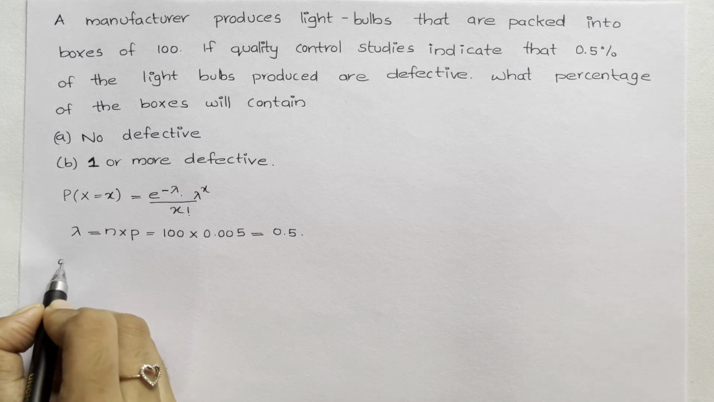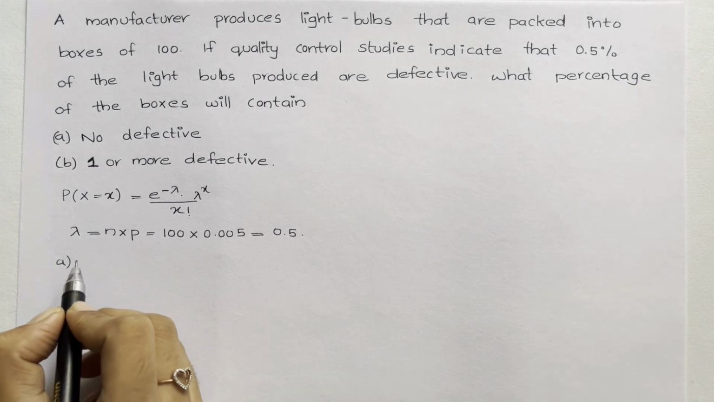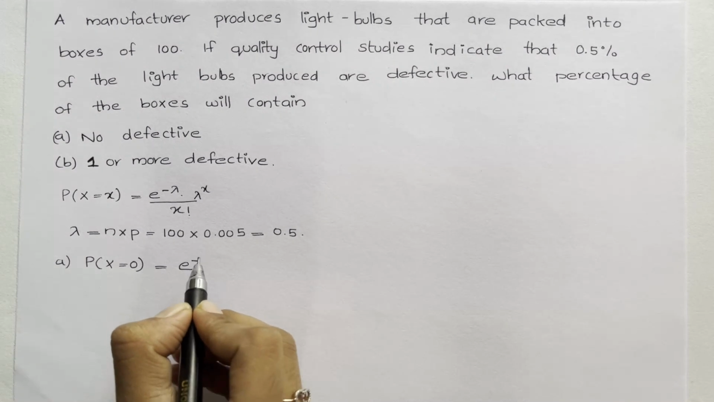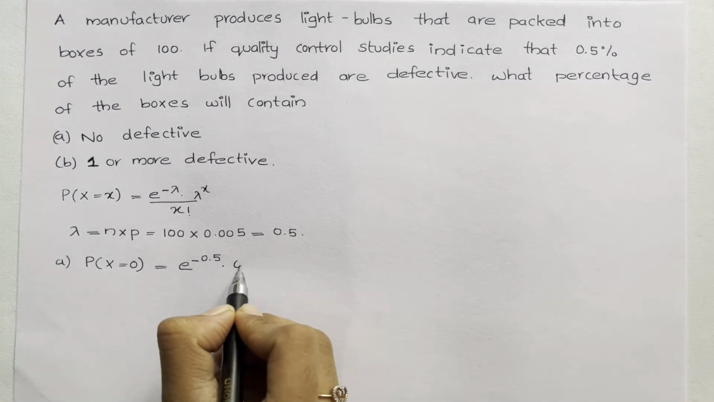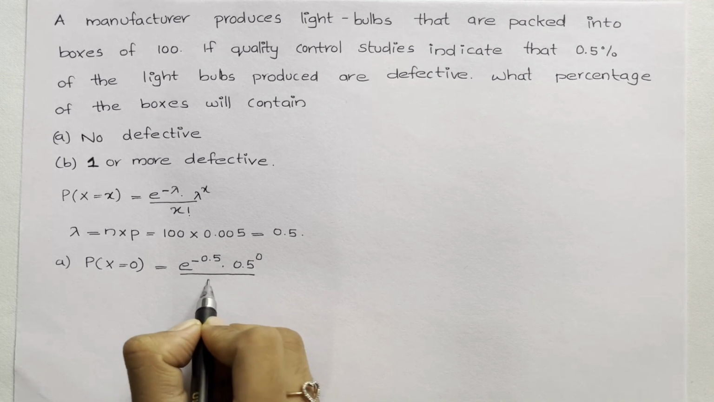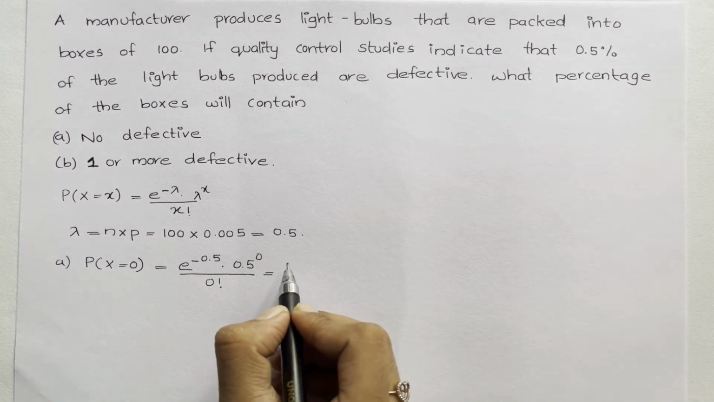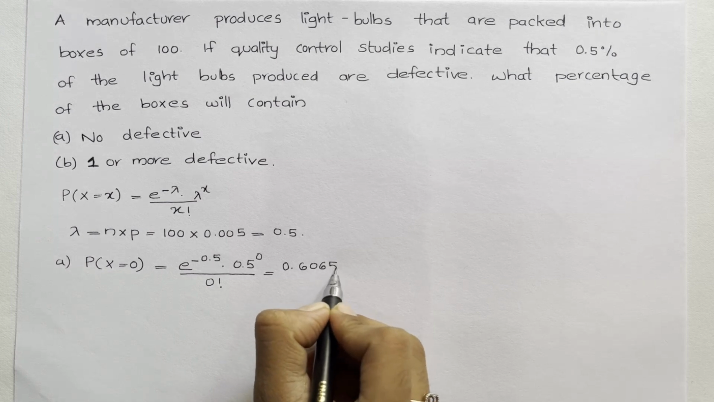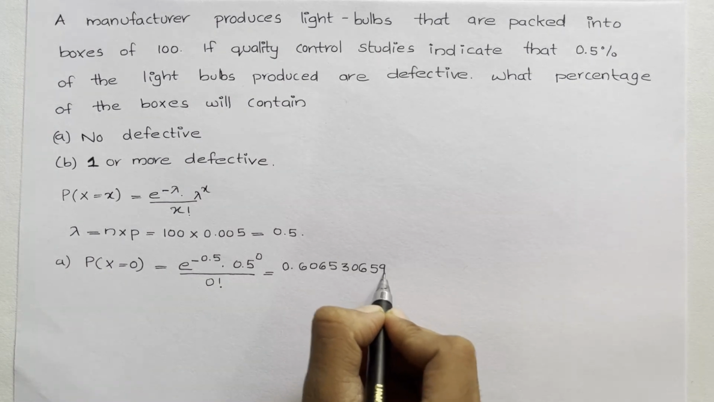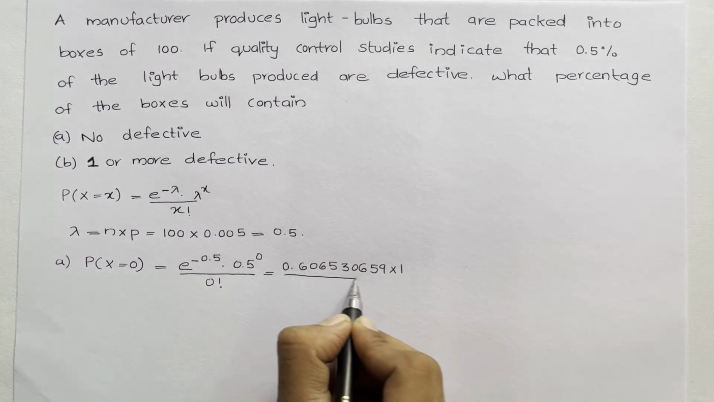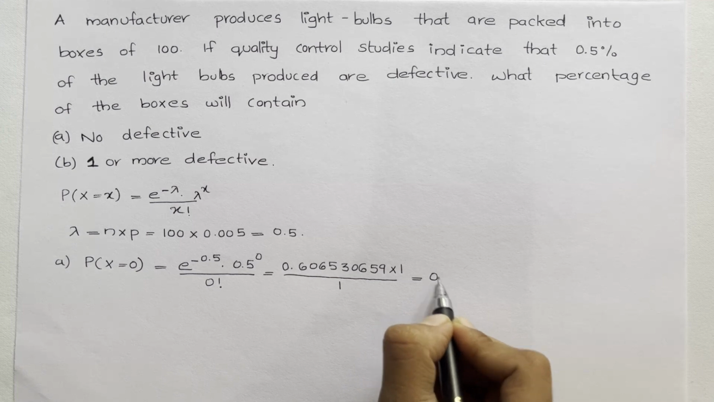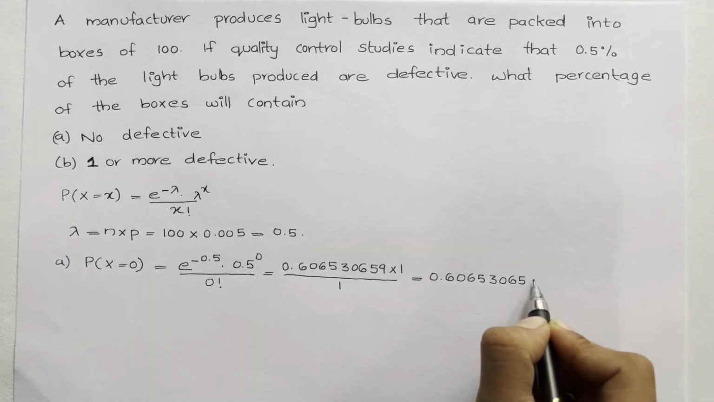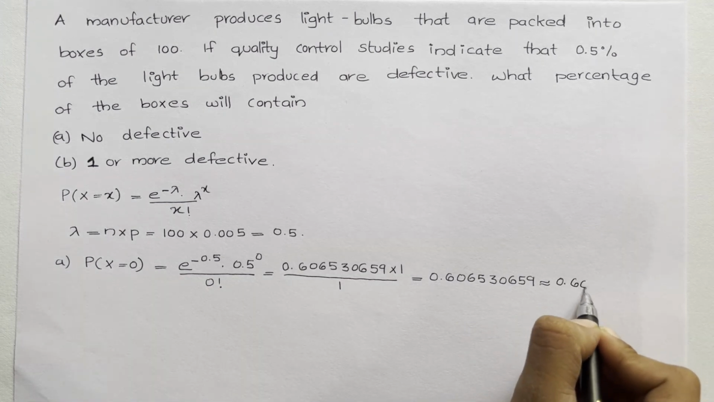Now we have to find the probability that no defective light bulbs are produced. That is, P of x equal to 0 equal to e raised to minus 0.5 into 0.5 raised to 0 divided by 0 factorial equal to e raised to minus 0.5 is 0.606530659 into 0.5 raised to 0 is 1 divided by 0 factorial is 1, equal to 0.606530659. It is approximately equal to 0.6065.